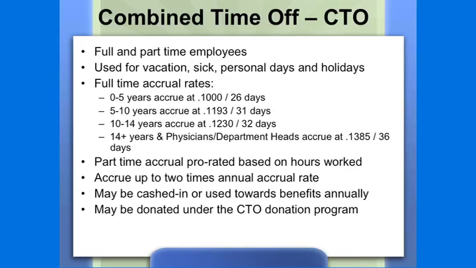And finally, after 14 years, or if you're a department head or physician, you'll accrue at the highest level, which is 36 days annually. Part-time employees accrue prorated based on the number of hours you actually work. So, that means if you're a half-time employee working 40 hours, you will accrue 4 hours of paid time off each pay period instead of 8 hours.